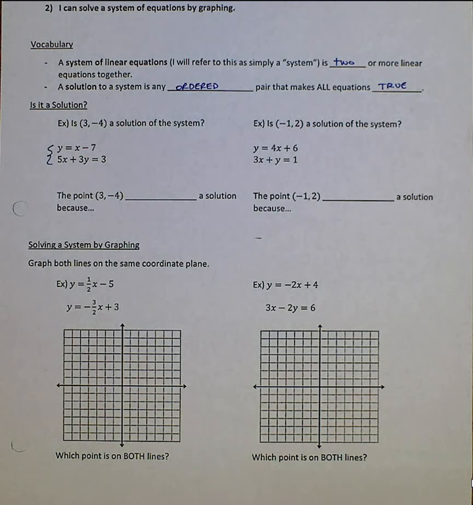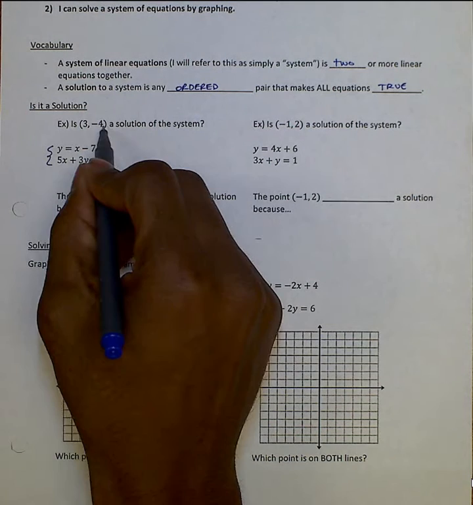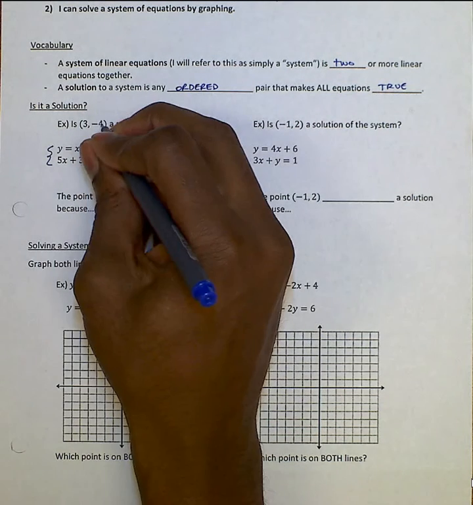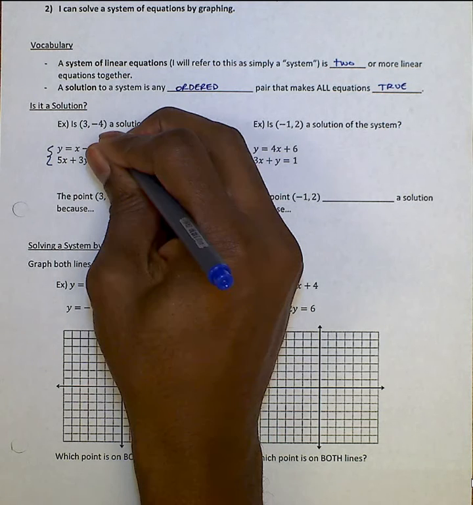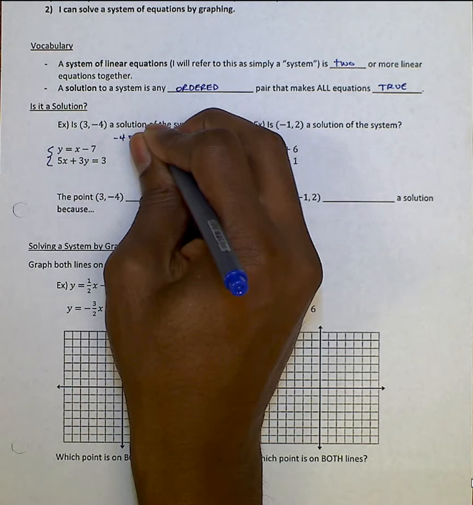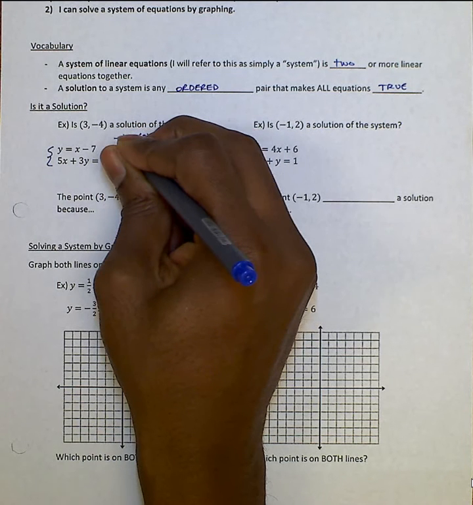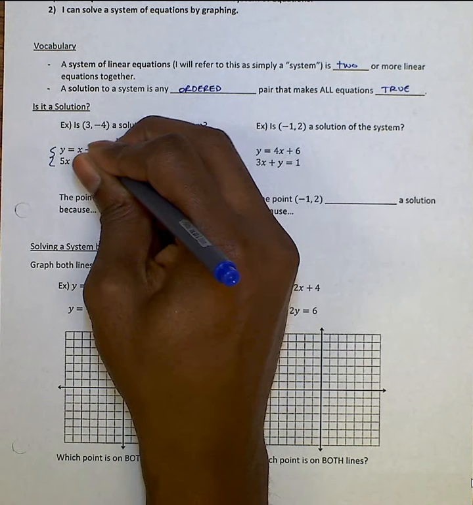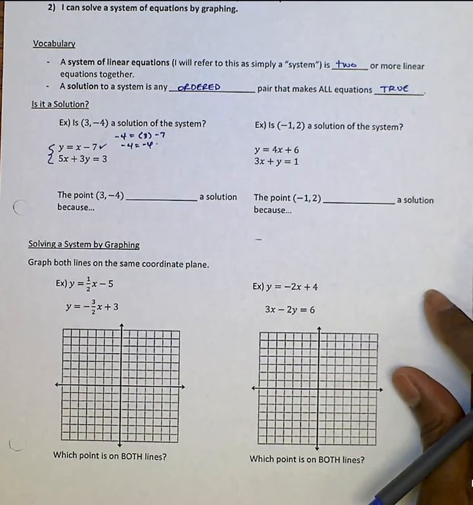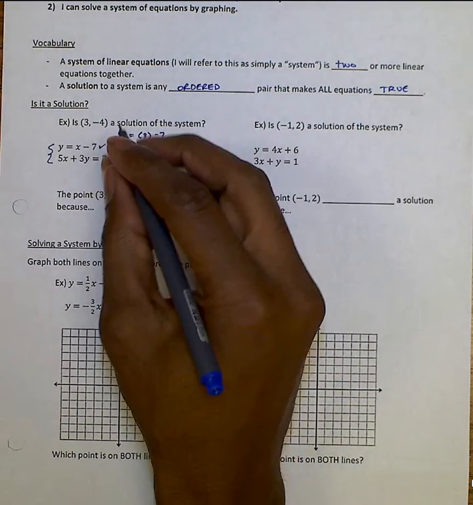All right, so what we're going to do is plug in our values. 3 is x, y is negative 4, so I'm going to plug negative 4 in for y equals, plug 3 in for x, minus 7. So 3 minus 7 is negative 4. It makes that first equation true. Now, remember we have to make sure that it makes both equations true for it to be a solution, but we're off on the right foot.